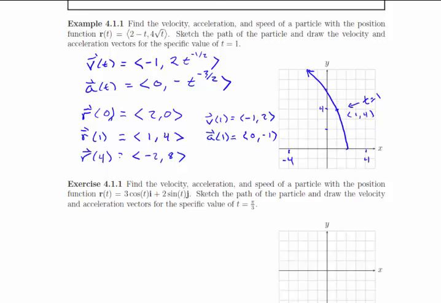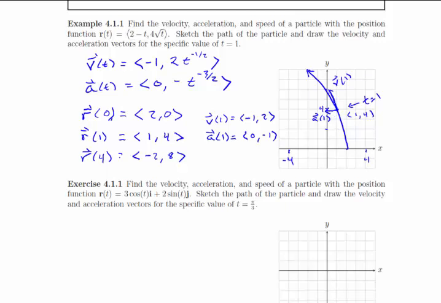So here I'm going to go -1 in this direction and then 2 up. So this is the vector v of 1. And we can see that that's the direction of our curve here. And my acceleration is 0, -1. And this vector is showing how the curve is turning. It's giving us an indication of the change in the velocity.